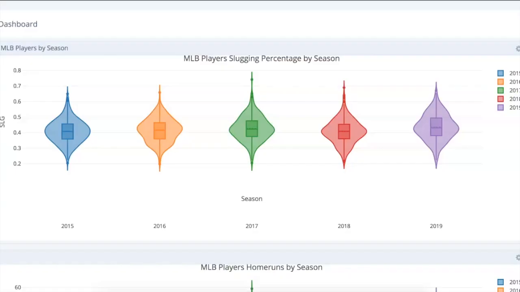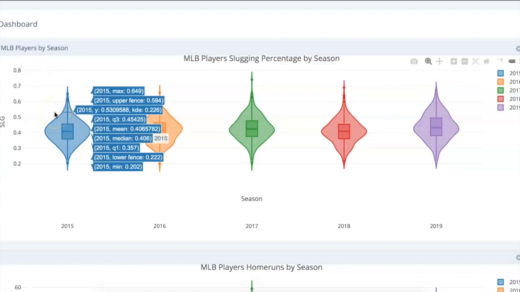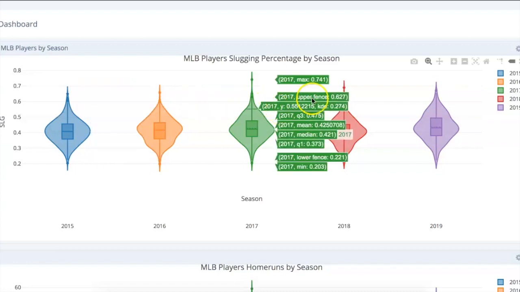Hello, I'm going to be talking about the distributions of the variables within our model. The first graph we're going to be looking at is MLB players' slugging percentage by season. Initially looking at this graph, it seems that the seasons with the lowest means were 2015 and 2018. Both of these seasons had means of around 400, while all the other seasons had a mean of 413 or greater.